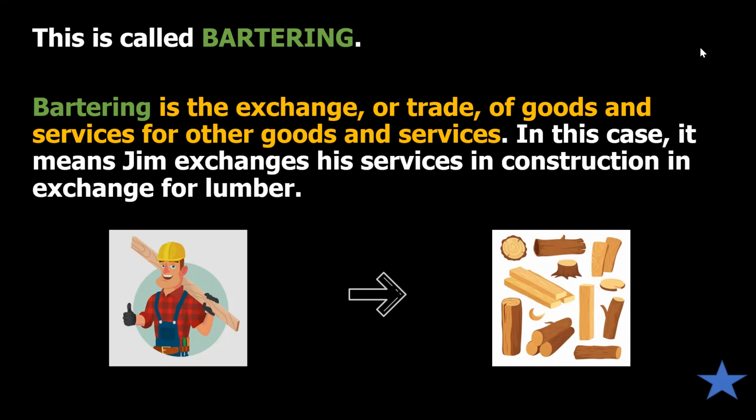This is called bartering. Bartering is the exchange or trade of goods and services for other goods and services. It is when we have a certain set of things or something that we did, a service, and we exchange or trade those goods and those services for other goods and services. So in this particular case, it means that Jim exchanges his services in construction for lumber. He provides his services, and in return, they give him wood like the one in the image.